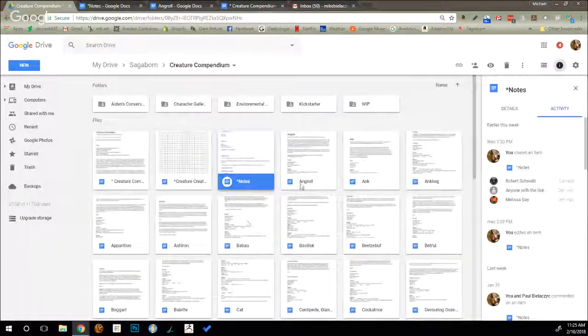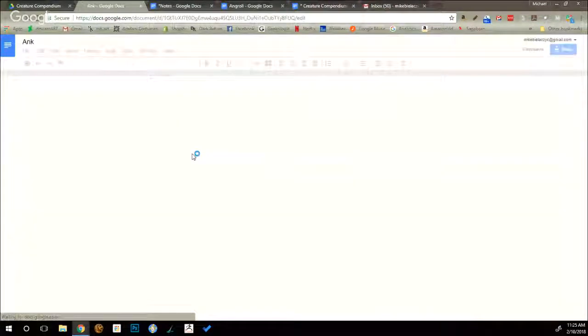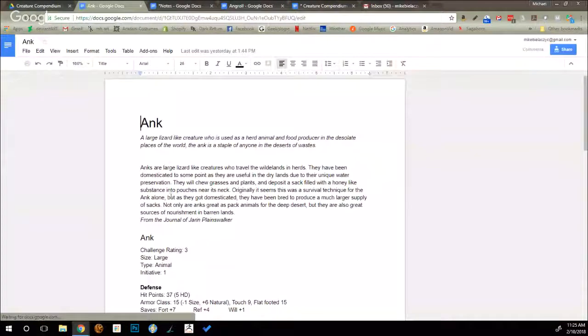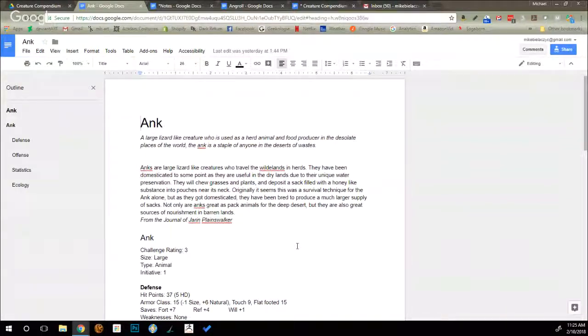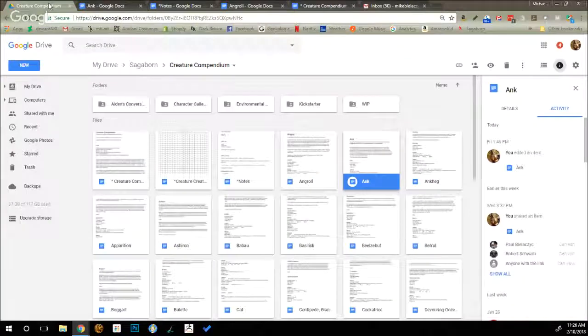So I've gone through, and oh, here's another one that we didn't put in, the Journal of Jaren Planeswalker. Since Jaren described a lot of these in the Elves of Uteria, I figured we would just attribute them to him and use the stuff that was already written for those creatures. Right. Okay.